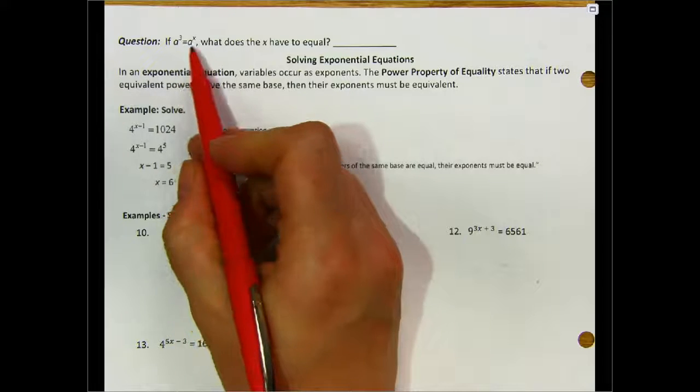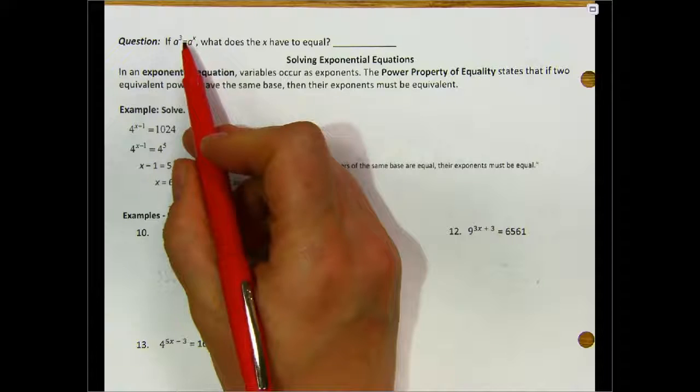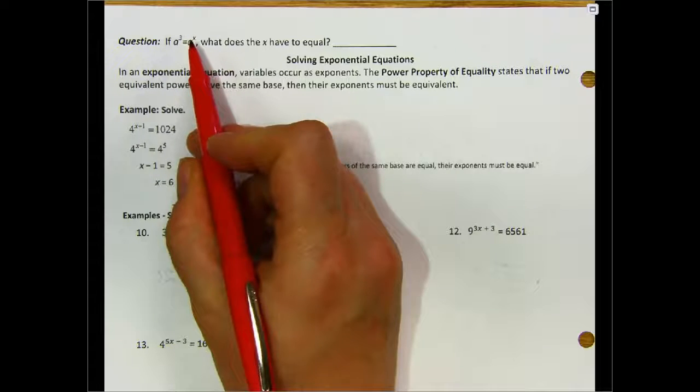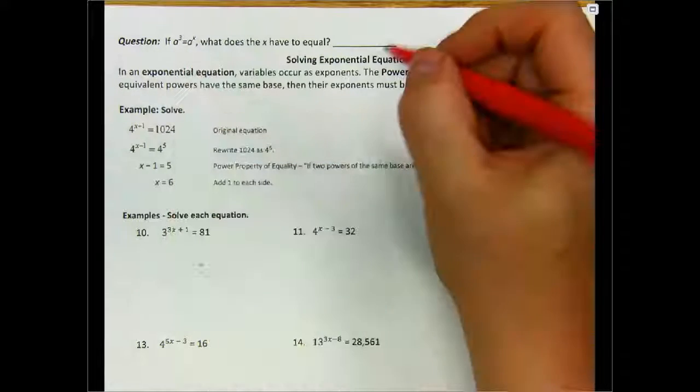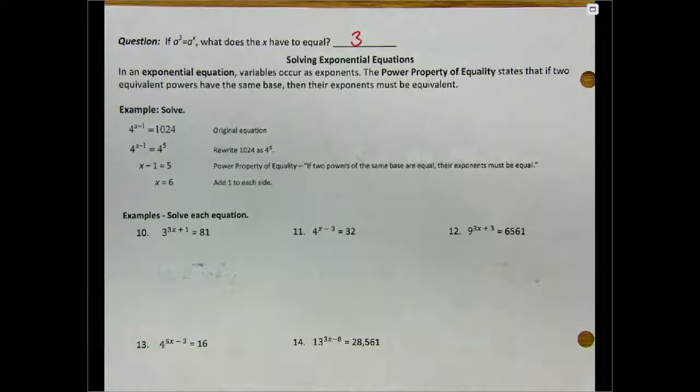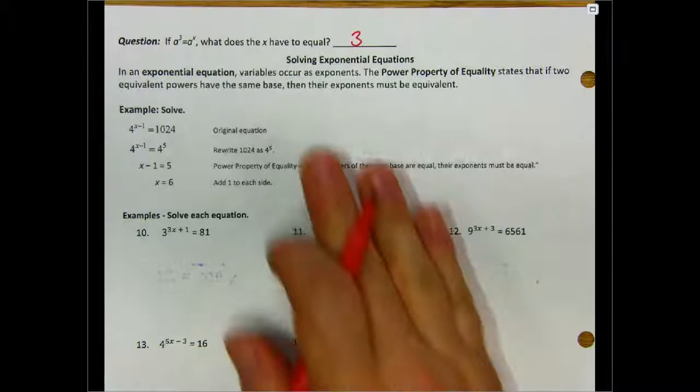I know most of you got it. It's a lot simpler than you might think. It's really just 3. Because if this has the same base, that's a 3 there, then this would have to be a 3 over here. So I know a lot of you did get that. So we're going to use that.